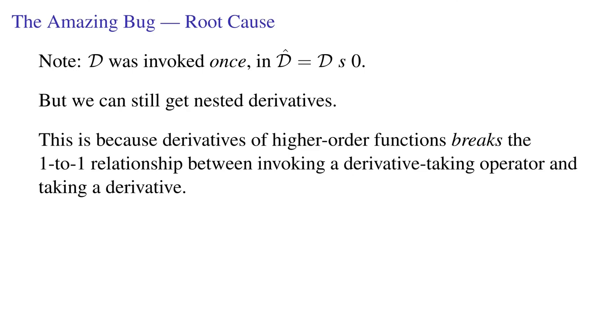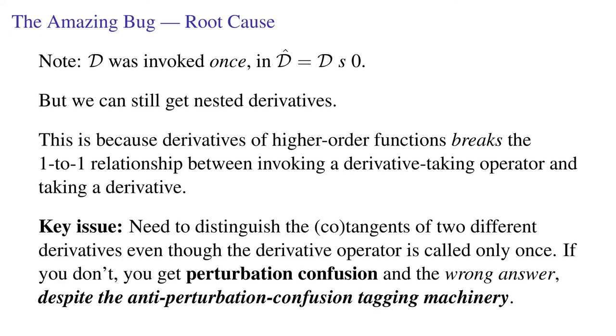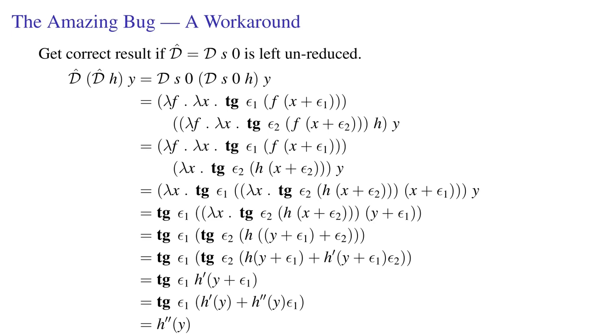The key issue is that we need to distinguish the tangents, the tags, for different derivatives, even though the derivative operator is called only once. If we don't, we get perturbation confusion. Here's an idea for a workaround. We would have gotten the correct result if d hat had been left unreduced.